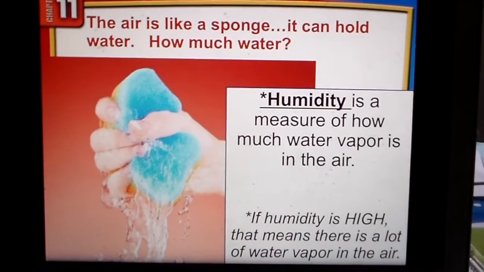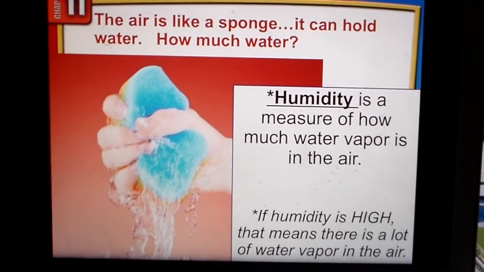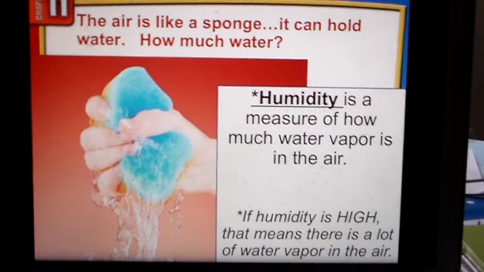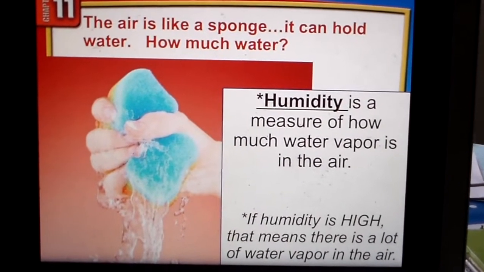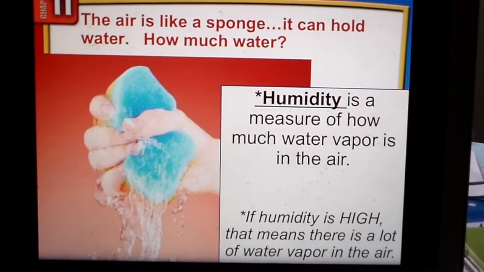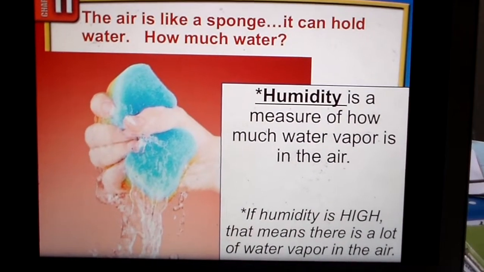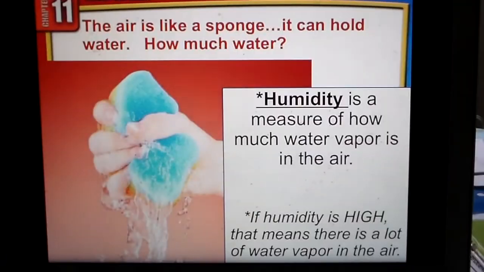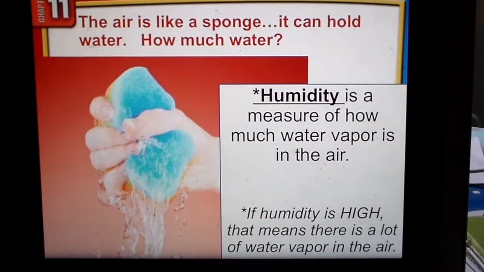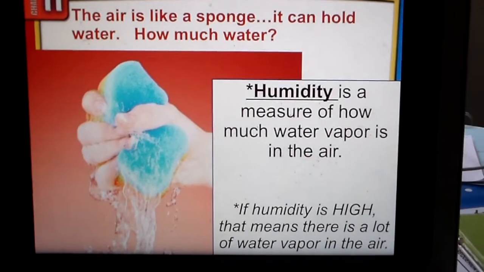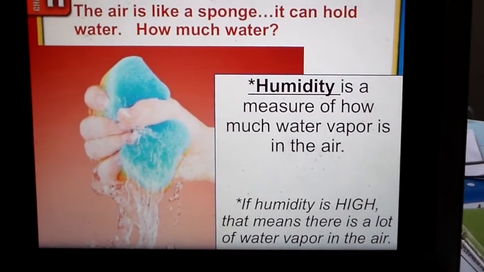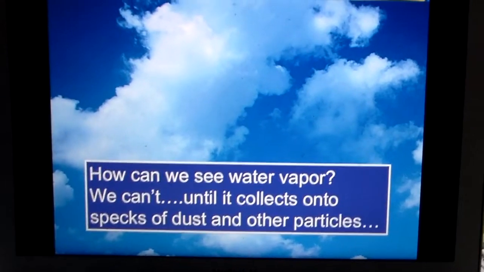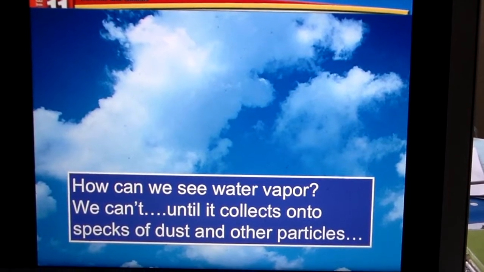Humidity is also a way that we can predict if it's going to rain soon. As the humidity creeps closer and closer to 100%, that means that the air, just like the sponge there, is going to run out of space to hold the water vapor, and it will eventually turn to liquid water and then begin precipitation. So if humidity is a measure of how much water vapor is in the air, can we always see this water vapor? Well, not always, but we can when it starts collecting on specks of dust and other particles.